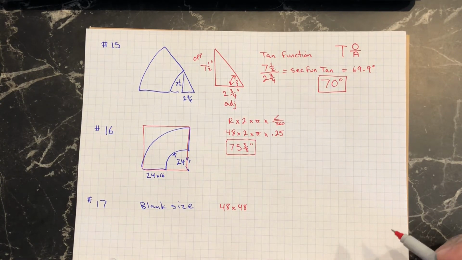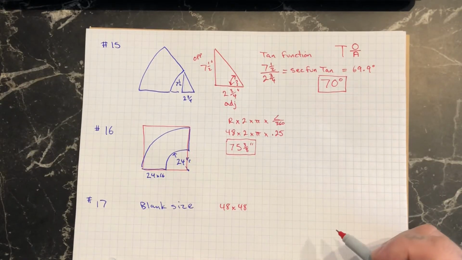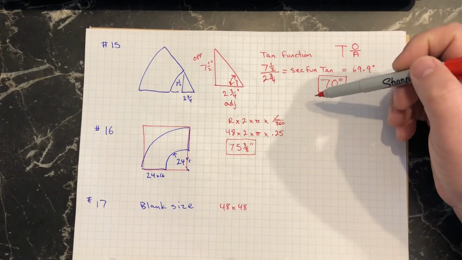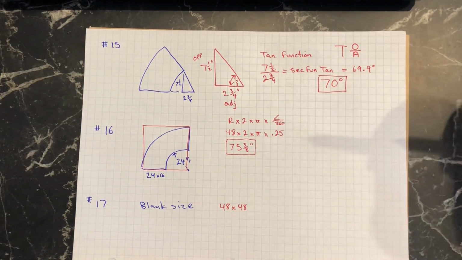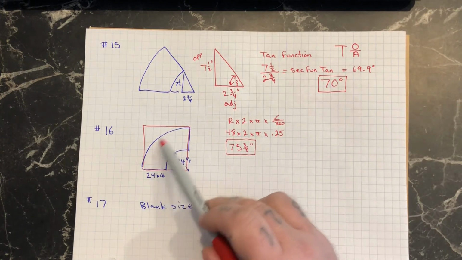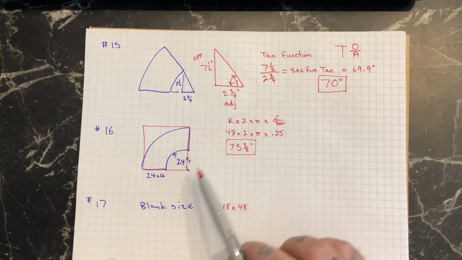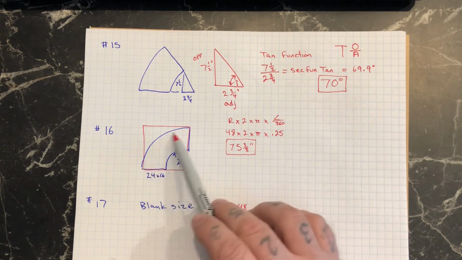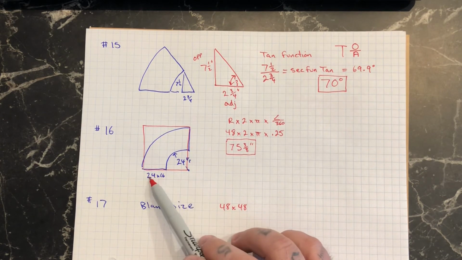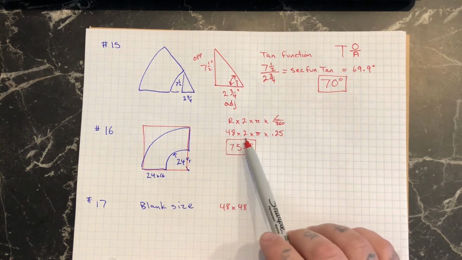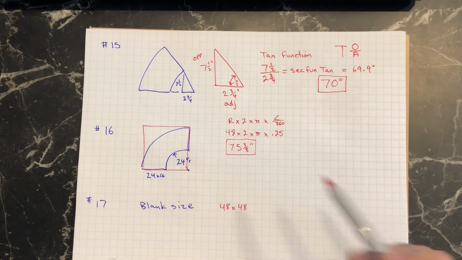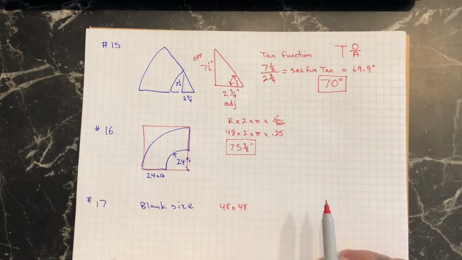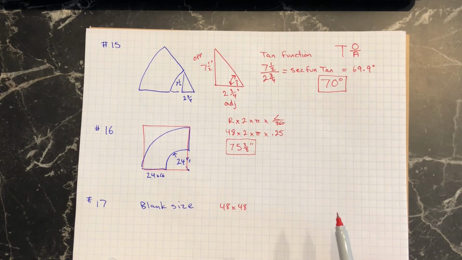16 and 17 are both pretty easy, but I'm going to cover everything on this test, or this practice sheet. So if you guys remember this formula, radius times 2 times pi times angle over 360. We're looking for the heel of this elbow, or the stretch out of it. So the radius of that semicircle is going to be 24 plus 24. So 48 times 2 times pi times 0.25 gives us 75 3/8. That'll be the wrapper of that, or the heel of that elbow.